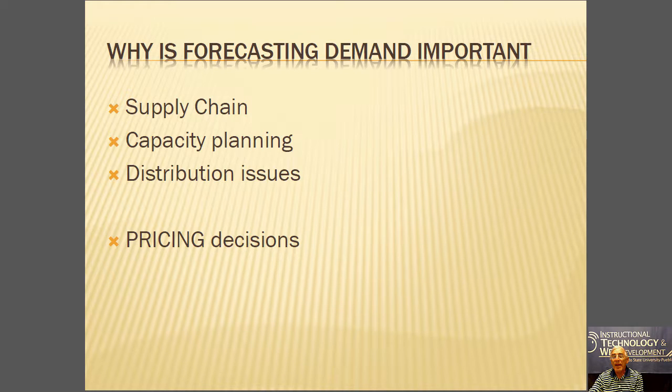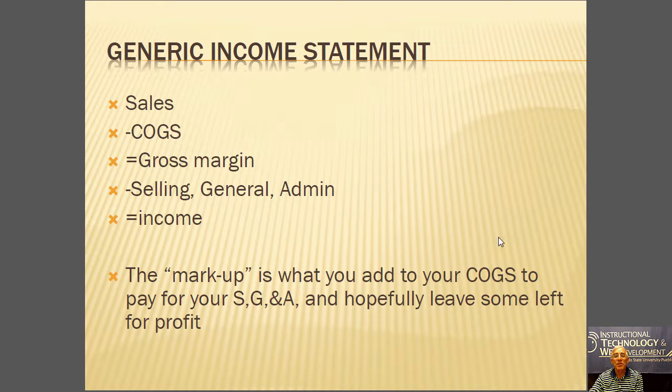So let's go back and look at a generic income statement. This would be for any business dealing with inventory. The tip-off to that is the cost of goods sold and gross margin lines. In a purely service business, you're not going to have any cost of goods sold or gross margin. You're just going to have a list of your selling, general, and administrative expenses. But let's assume you're making or selling some kind of a product.